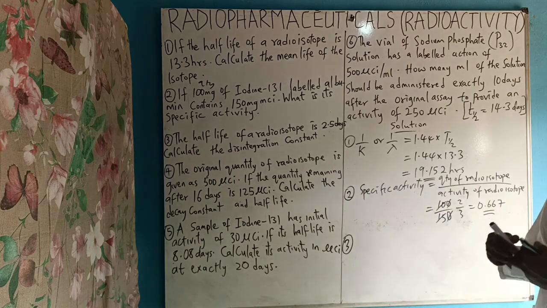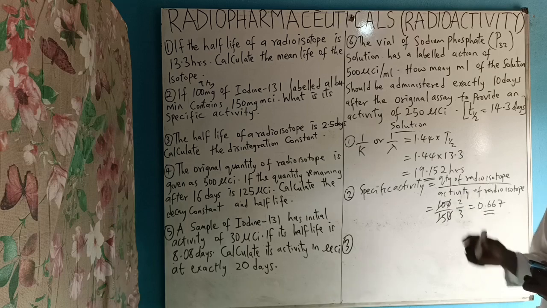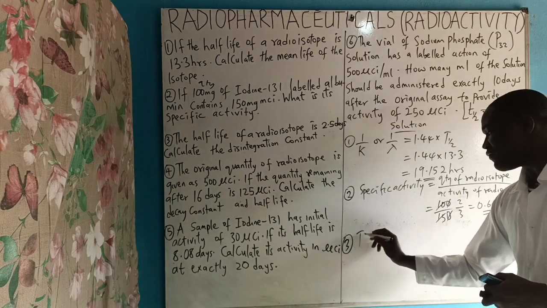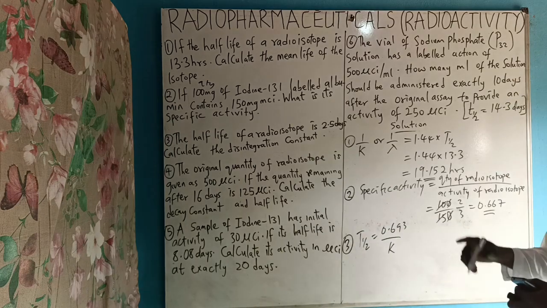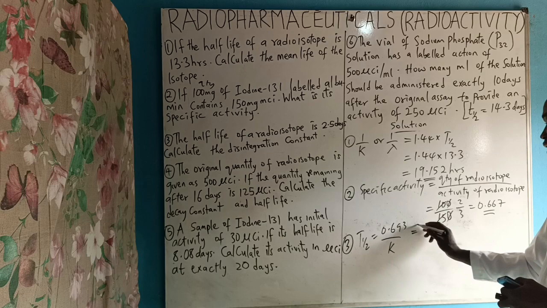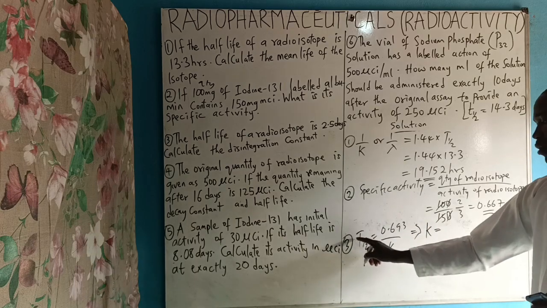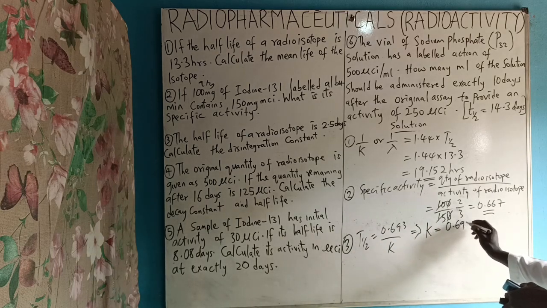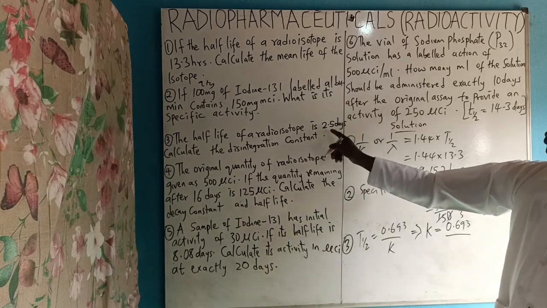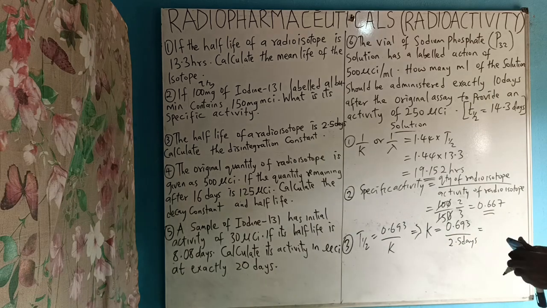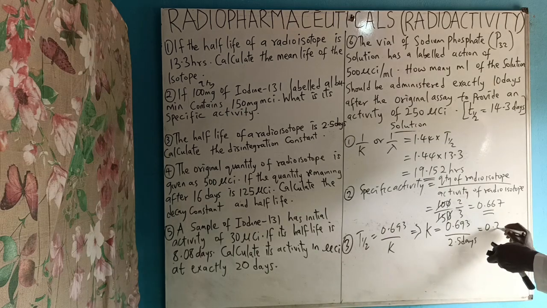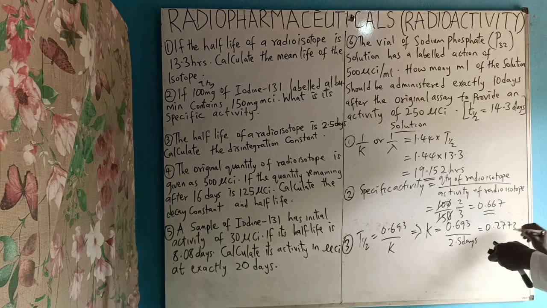The half-life of a radioisotope is 2.5 days. Calculate the disintegration constant. We noted that half-life is equal to 0.693 all over K, that is the decay constant or disintegration constant. It implies that the disintegration constant is 0.693 all over the half-life given to you, 2.5 days. You use your calculator and solve it. You will be getting 0.2772 per day.